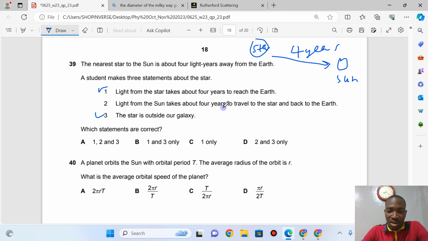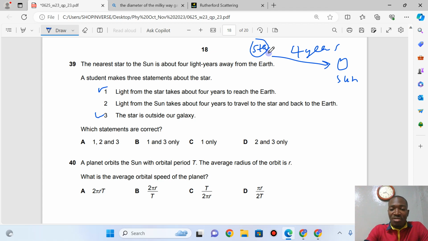Then, the star is outside our galaxy? Our galaxy itself is made up of billions of stars. So many stars are in our own galaxy, our Milky Way galaxy. So if the closest one to the sun is 4 light years, then it simply means it's just one of the so many stars that are in our own Milky Way galaxy.